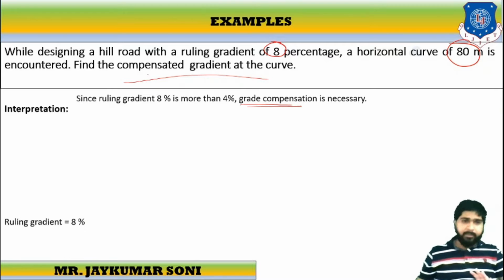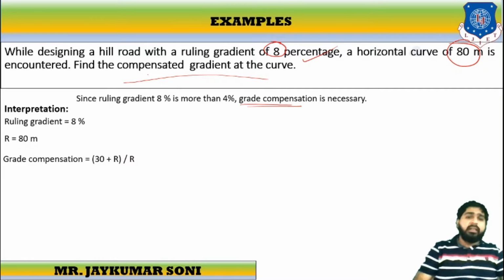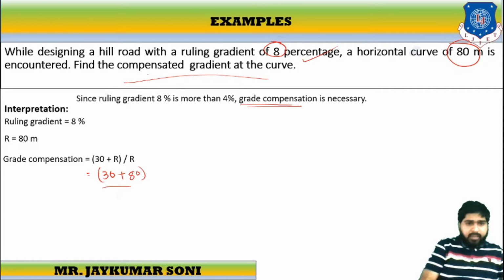That is the first thing. Then we have been provided with the ruling gradient of 8%, that is given over here. We have the radius of the curve as 80 meters. Now we have learned that the equation is (30 + R)/R. Now put the values over here: 30 plus R, where R is 80, and here it is 80. Calculate and tell me what value you are getting over here.